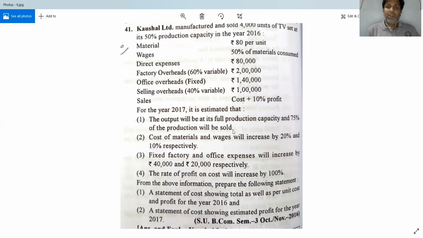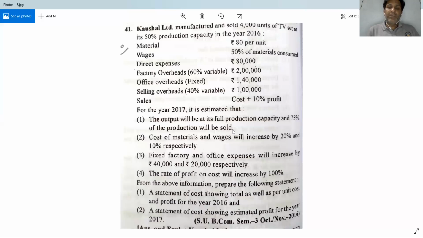The cost of material per unit is rupees 80, wages are 50% of material consumed, direct expense is rupees 80,000, and factory overheads are rupees 2 lakh. Out of 2 lakhs, 60% is variable in nature and the remaining is fixed. Office overhead is rupees 1,40,000, which is 100% fixed, and selling overhead is rupees 1 lakh. Out of 1 lakh, 40% is the variable part and the remaining 60% is considered the fixed part. Sales are cost plus 10% profit.